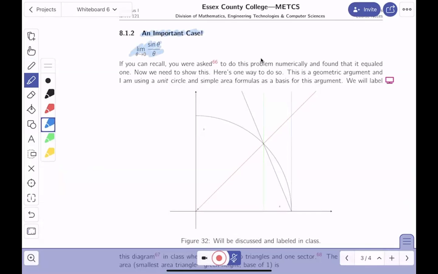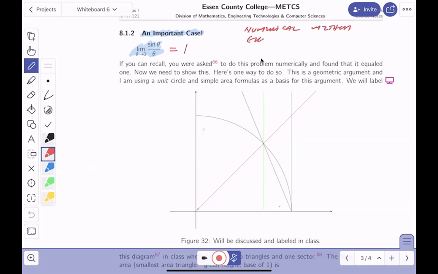It says, if you can recall, you were asked to do this problem numerically, and we found it equal to 1. We also did it visually. You may recall that, you may not. We're hoping if you study, you can recall things though. So we did that prior. We did it by numerical tables, a numerical method, and I also graphed it. And it was pretty convincing in both cases that it was leading to 1.